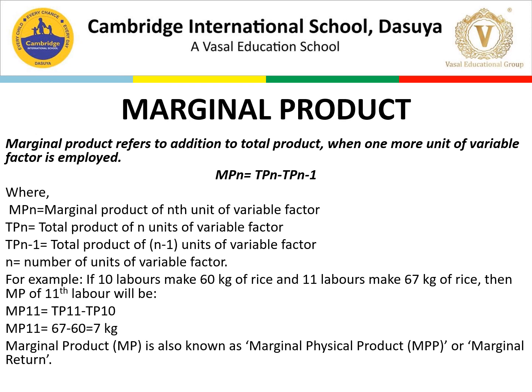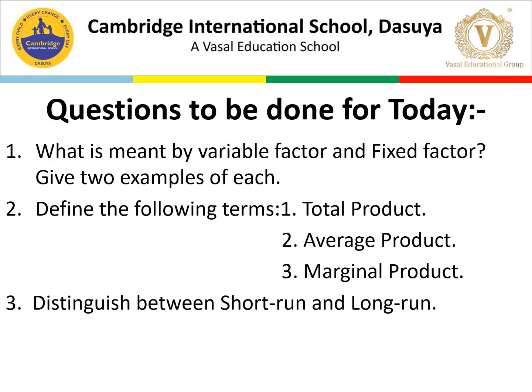Now let's move to the next thing, that is the questions to be done for today. So we have three questions which we have covered for today's lesson. What is meant by variable factor and fixed factor? Then give two examples of each. Define the following terms: total product, average product, and marginal product. We have to do this in detail. Then distinguish between short run and long run. So this all we have to do for today.